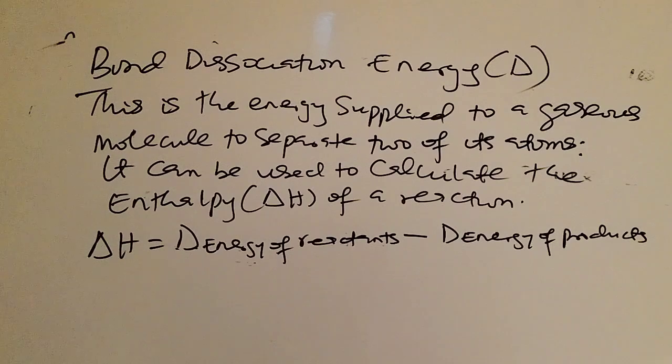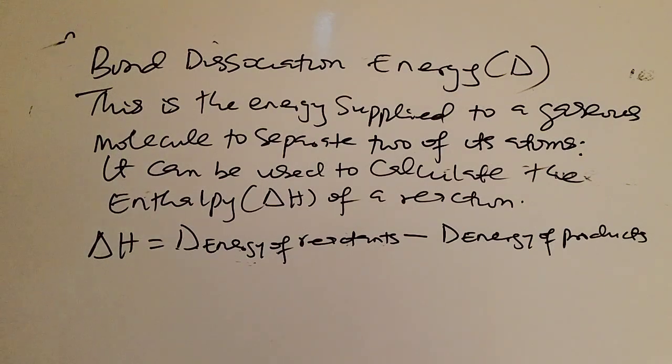The next bond property we're going to look at is bond dissociation energy. We can represent it with a symbol, capital D. So what is bond dissociation? You know that the word dissociation means to break, to separate. The energy required to separate. To separate what? So say this is the energy supplied to a gaseous molecule to separate two of its atoms. The energy supplied to a gaseous molecule to separate two of its atoms.